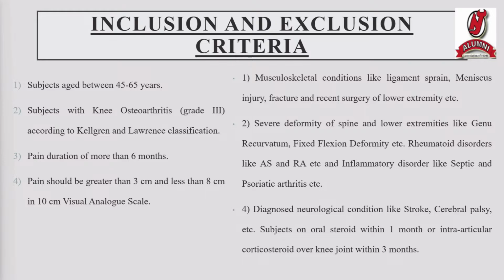Next. Inclusion criteria include subjects aged 45 to 65 years with knee OA of grade 3 by Kellgren and Lawrence classification, with duration of more than 6 months, and pain intensity between 3 centimeter and 8 centimeter. Exclusion criteria include musculoskeletal conditions like ligament sprain, etc. Severe deformity of spine or lower extremity like genu recurvatum, etc. Rheumatoid disorders like ankylosing spondylitis and rheumatoid arthritis, etc.